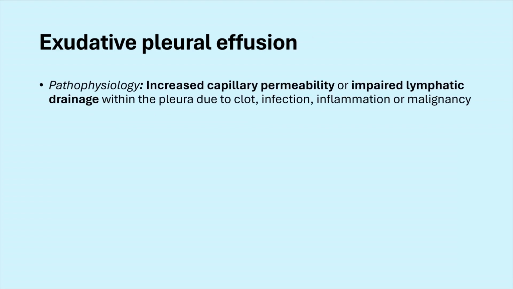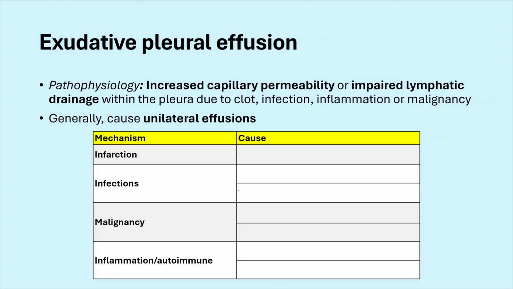Well, they occur due to increased capillary permeability or impaired lymphatic drainage within the pleura, and this can be due to either a clot, infection, inflammation, or malignancy. Exudative pleural effusions tend to cause unilateral effusions. An infarctive cause is pulmonary embolism, a clot in the lung, and 90% of pulmonary embolisms tend to cause exudative effusion.